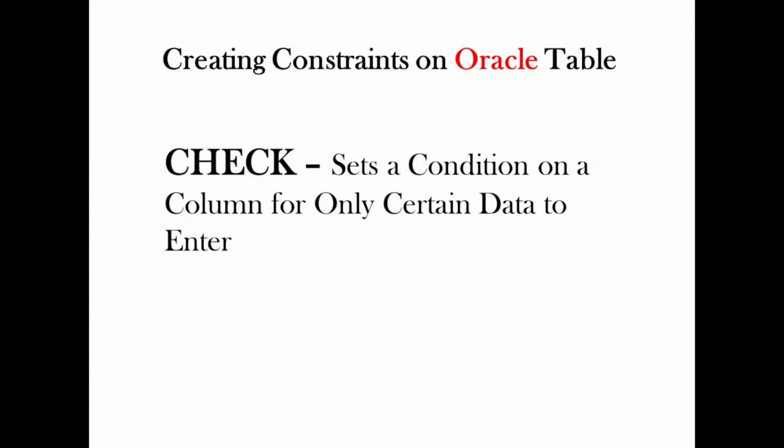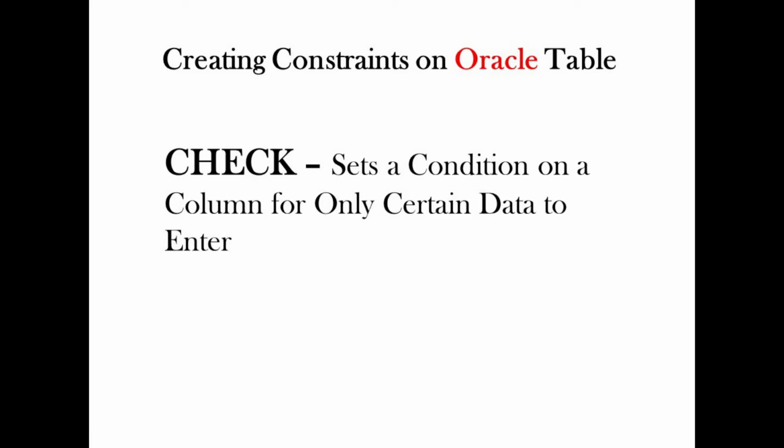Next, we're going to talk about the check constraint. With this, you can set a condition on your column, like it could equal a certain string, or it could be greater than a certain number, or it could be greater than a date. This gives a range of data that you can restrict or allow in your column.